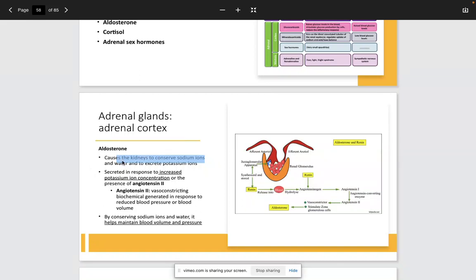is that aldosterone works on the kidneys to conserve sodium ions, and it helps to maintain blood volume. How does it maintain blood volume? By increasing the amount of water present. Remember, water follows salt. I want you to remember that. Water follows salt. So, because it causes an increase in sodium reabsorption, it also increases the water reabsorption as well, therefore increasing the blood pressure.